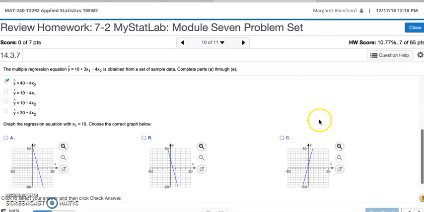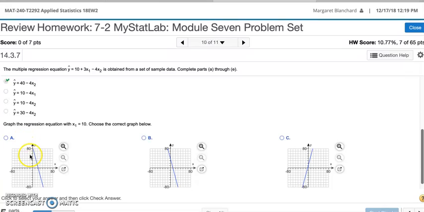So we already know that C is not the answer because this graph shows a positive slope, whereas our graph should have a negative slope. So again, let's take a look at our intercept. When x2 is equal to 0, what does y hat equal? When we have x2 equal to 0, we know that y hat should be at 40.